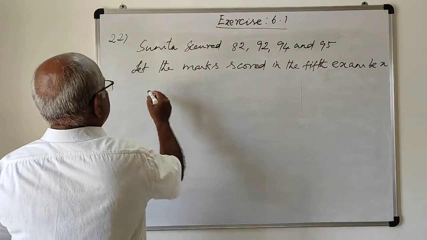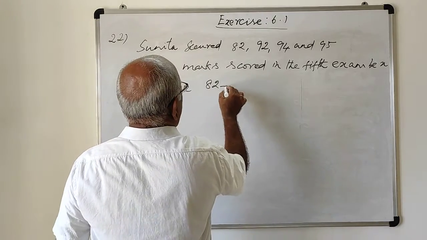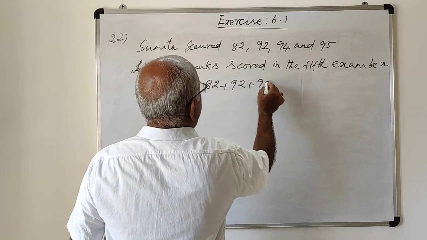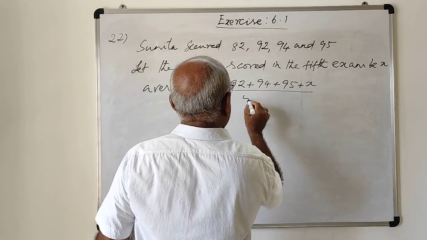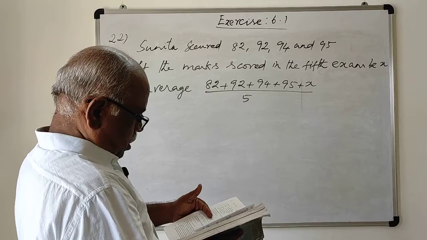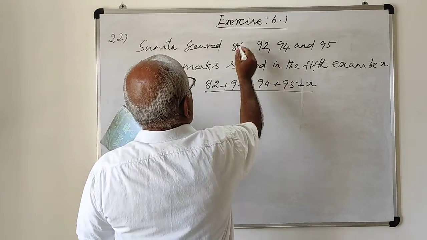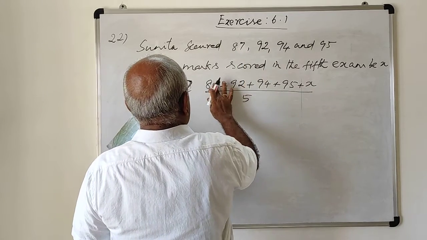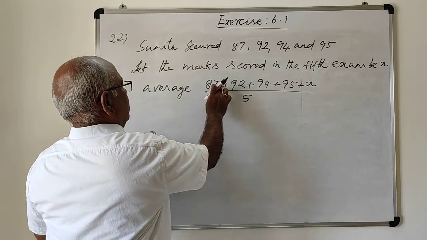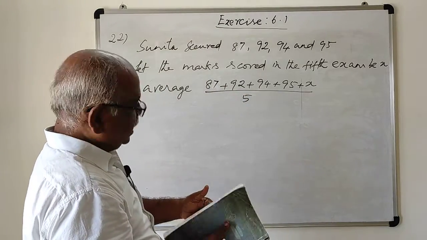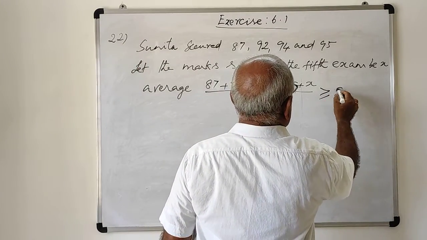So average is 82 plus 92 plus 94 plus 95 plus the fifth exam x, divided by 5. I have a doubt. 87 is the first exam. Therefore, this is 87. See, 87 plus 92 plus 94 plus 95 plus x divided by 5 should be an average of at least 90.